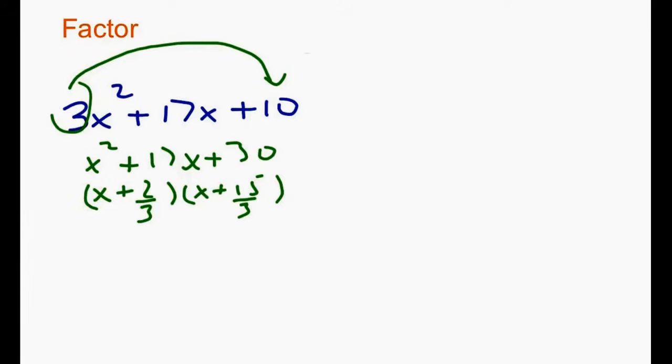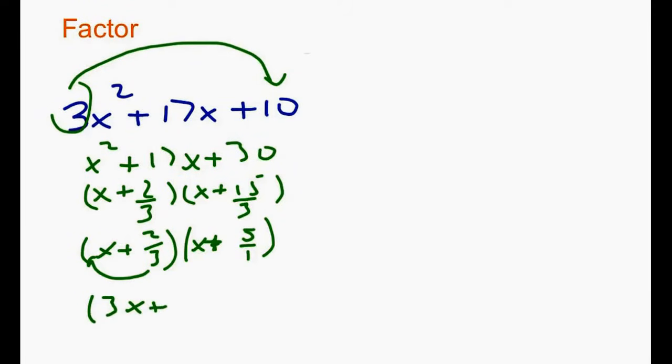Now we have to simplify these fractions. 2/3 is already simplified, no problem. 15 over 3, we're going to simplify that to 5 over 1. All right, now we're going to slide again. We're going to take the denominator and slide it in front of the x.